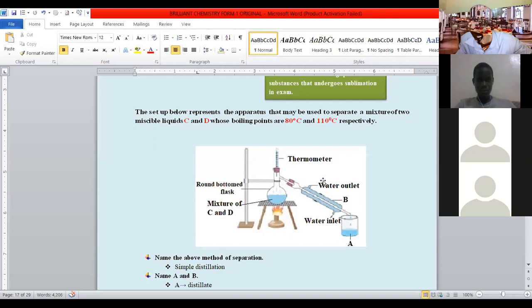Two people raising the hand. Dean, you are raising your hand. Leslie, you are raising your hand. You had asked the function of the Liebig condenser. Yes. And I'm also referring to your Bible, page 27. Yes, of the Bible.